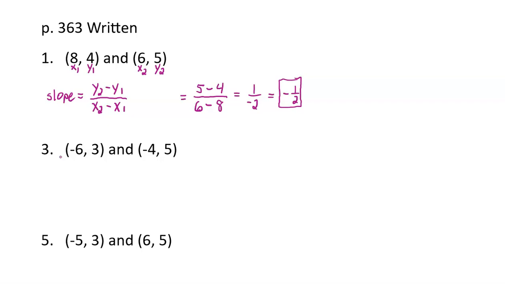Number 3. This is x1 and y1. This is x2 and y2. Now we'll use the formula. 5 subtract the 3 divided by negative 4 subtract the negative 6. 5 subtract 3 is 2. Negative 4 subtract negative 6 is 2. And 2 over 2 reduces to 1. The slope is 1. From one point to another, you rise 1 square and run 1 square.